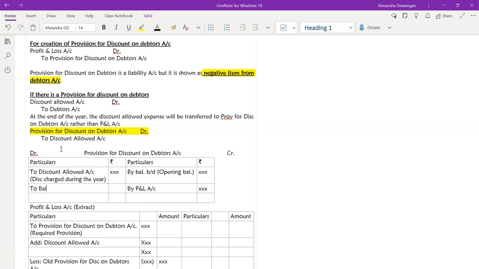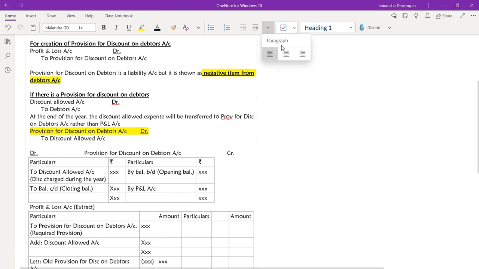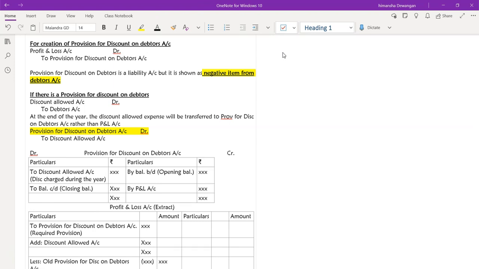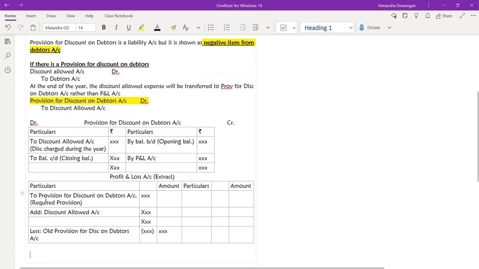Now, balance carried down, closing balance. This will be our account. All right, Richa. Now similarly, as what we had done for our provision for doubtful debts, here we are going to write the provision for discount on debtors account. This is our required provision. All right, the provision that we require, this part.